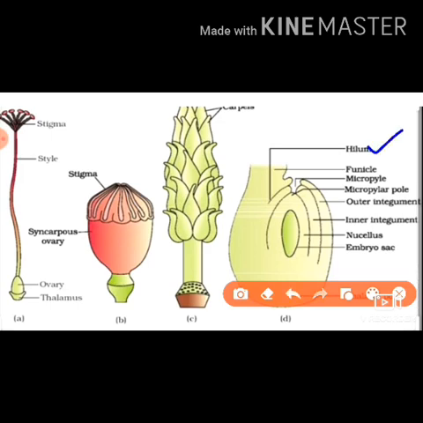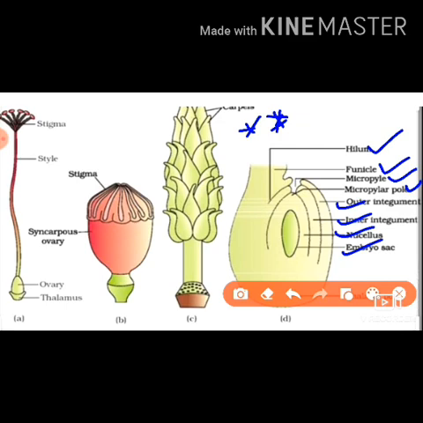I will first tell you the parts. This is the funicle, this is the micropyle, this is the micropylar pole, this is the outer integument, this is the inner integument, nucellus, embryo sac. Students, please remember this diagram is very, very important, because many times they ask for this diagram.